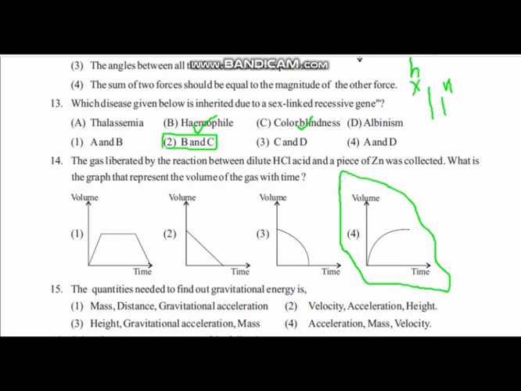Then the 15th one. The quantities needed to find out gravitational energy. So indirectly they are meaning the potential energy. So you know P equals mgh. M is the mass. G is the gravitational acceleration. So next is the h. H is the height. So you have all these three quantities in the third option. So the answer will be the third one.